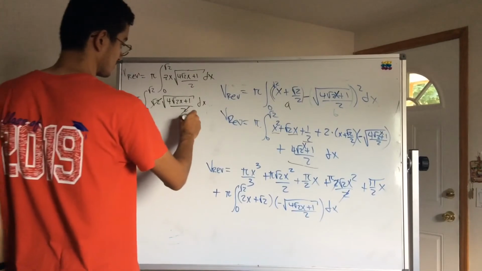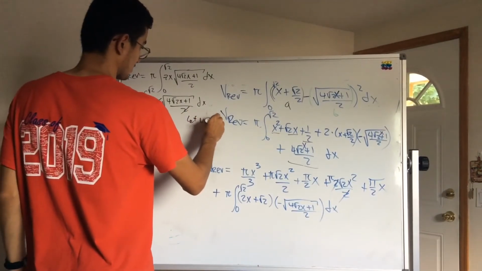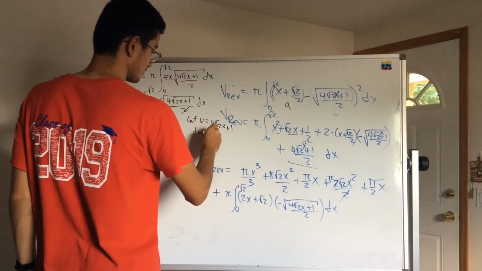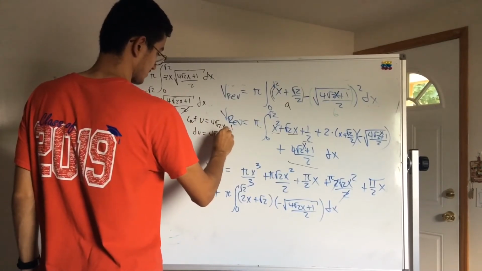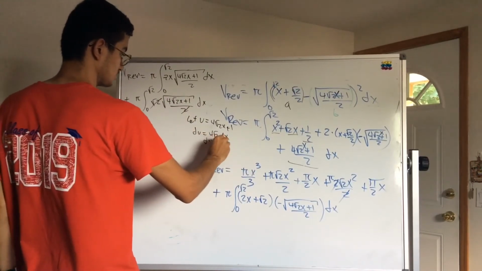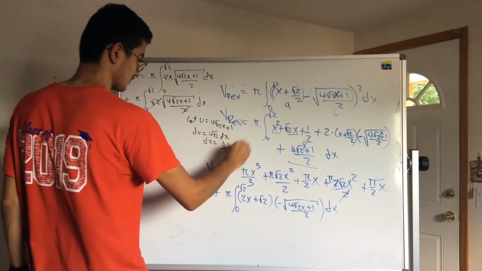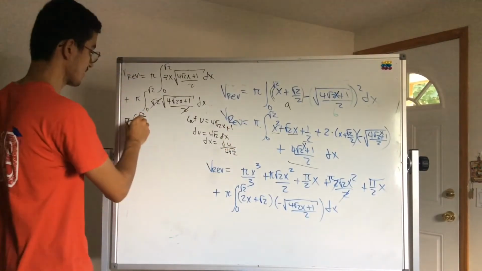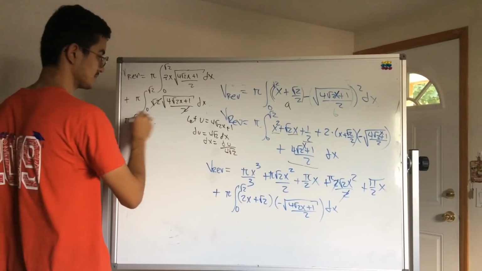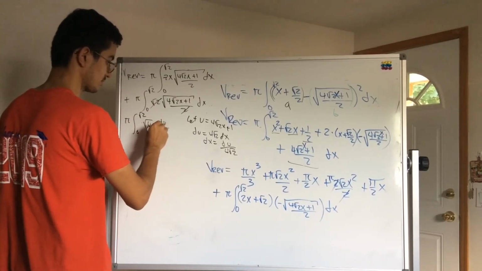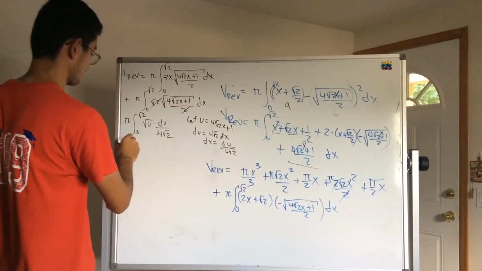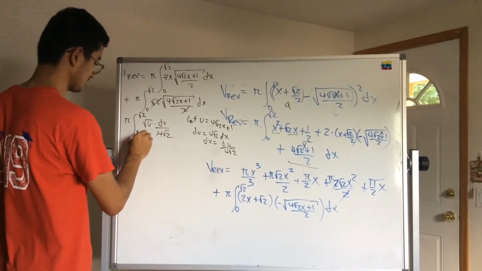So let u equal 4 radical 2 x plus 1. So du will be 4 radical 2 dx. So we substitute for dx. dx is du over 4 radical 2. So that's going to be the square root of u times du over 4 radical 2. We can bring that constant outside. So we have pi times the integral from 0 to radical 2.